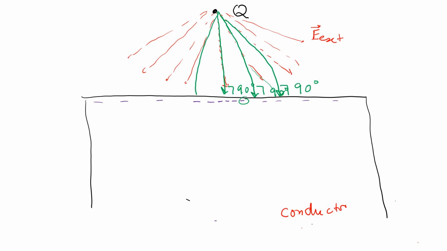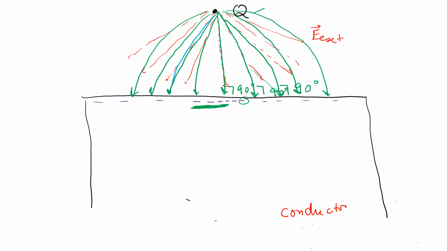The green line is the sum of the electric field due to charge Q, which are the red lines, and the electric fields which are going to be created due to the surface charges on the conductor. So it is going to basically bend like that on the conductor. Everywhere I go, this has to be 90 degrees.